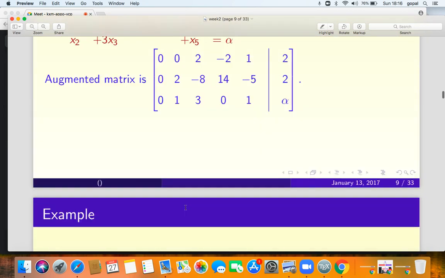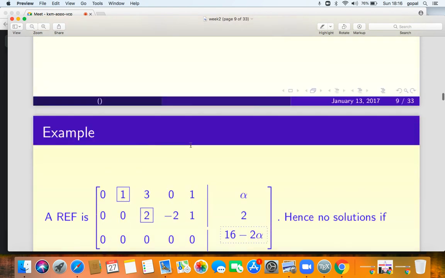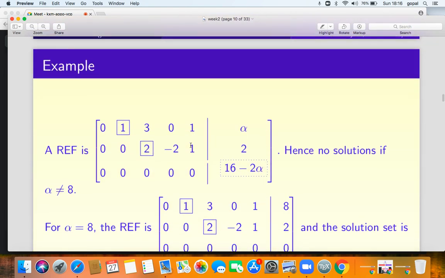Now after performing row operations, the row echelon form, not row reduced, row echelon form is displayed here. So what is the rank of the associated matrix, that is, the left of this vertical line? The first 5 columns only you take. The rank of the associated matrix is evidently 2. What is the rank of the augmented matrix? It will become 3 if 16 minus 2 alpha is not equal to 0. That is, if alpha is not equal to 8, then the rank of the augmented matrix will be 3, so the system will not have a solution.